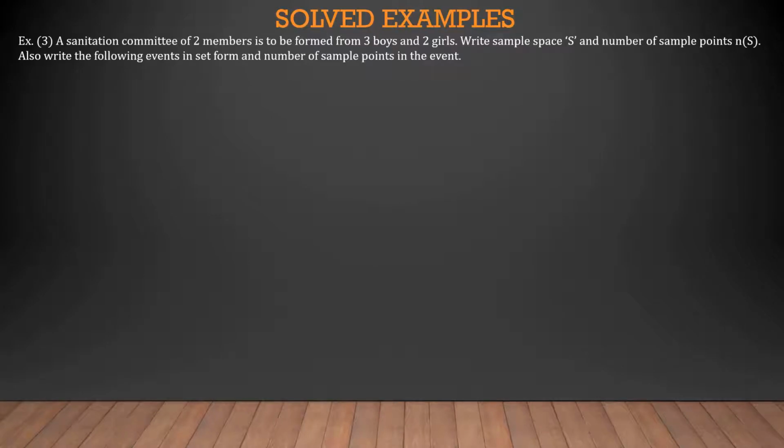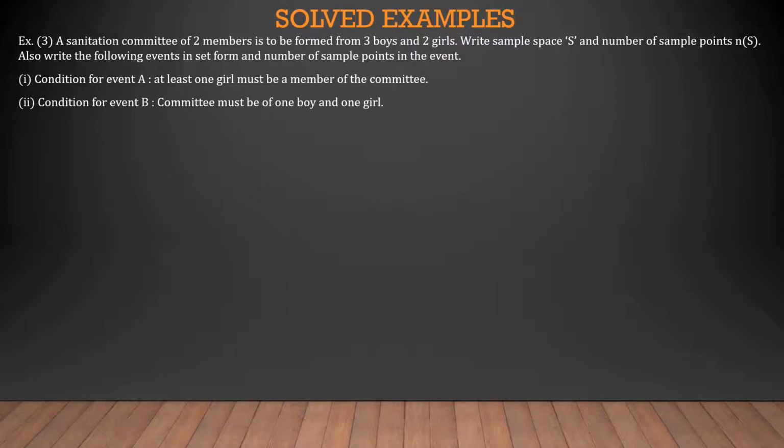Let us see the third example. A sanitation committee of 2 members is to be formed from 3 boys and 2 girls. Write sample space S and the number of sample points n of S. Also write the following events in set form and number of sample points in the event. Condition for event A, at least one girl must be a member of the committee. Condition for event B, committee must be of 1 boy and 1 girl.